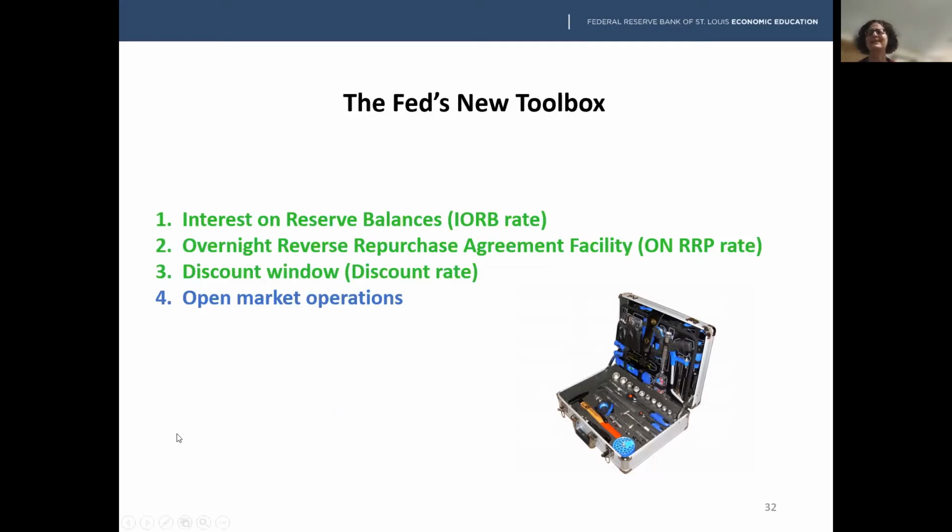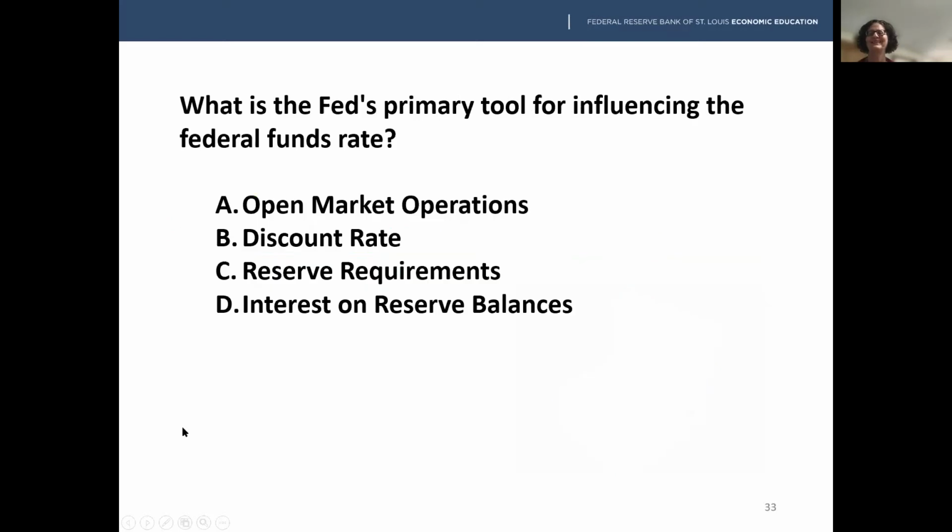Okay, Scott, with that, let's go back to the poll. So let's redo our poll. We'll ask again, what is the Fed's primary tool for influencing the Fed funds rate? So A, open market operations, B, discount rate, C, reserve requirements, or D, interest on reserve balances.